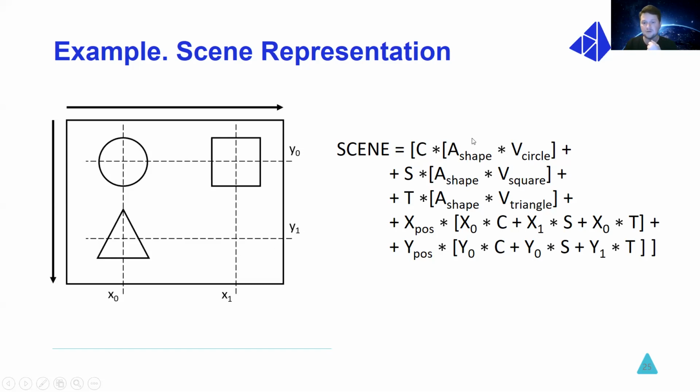And so here we bind shape with its value, circle, and bind the special ID of this particular object, basically an HD vector as well. We do this for the other two objects, and then we add here the description of positions of these objects on the scene, apply bundling, and then we get this whole scene representation as one HD vector.